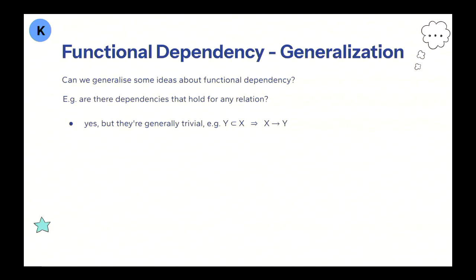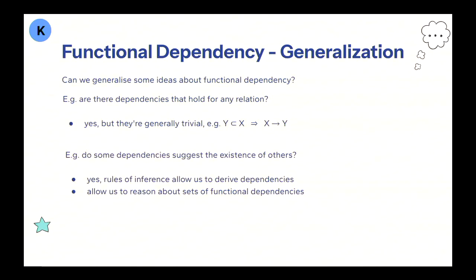Yes, but they are normally very, very trivial. So if Y is a subset of X, then X must be able to determine Y, right? For example, Y is AB and X is ABC. Once the values of AB and C match, of course the values of AB will match. So this is very trivial. So actually the dependencies that we hold for any relation are very trivial.